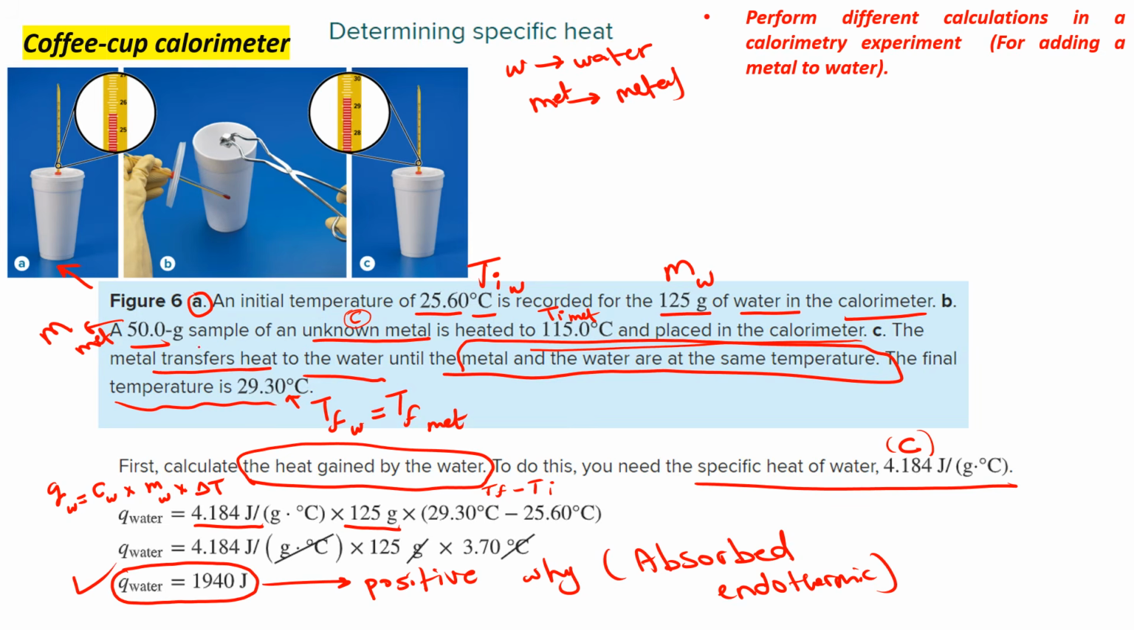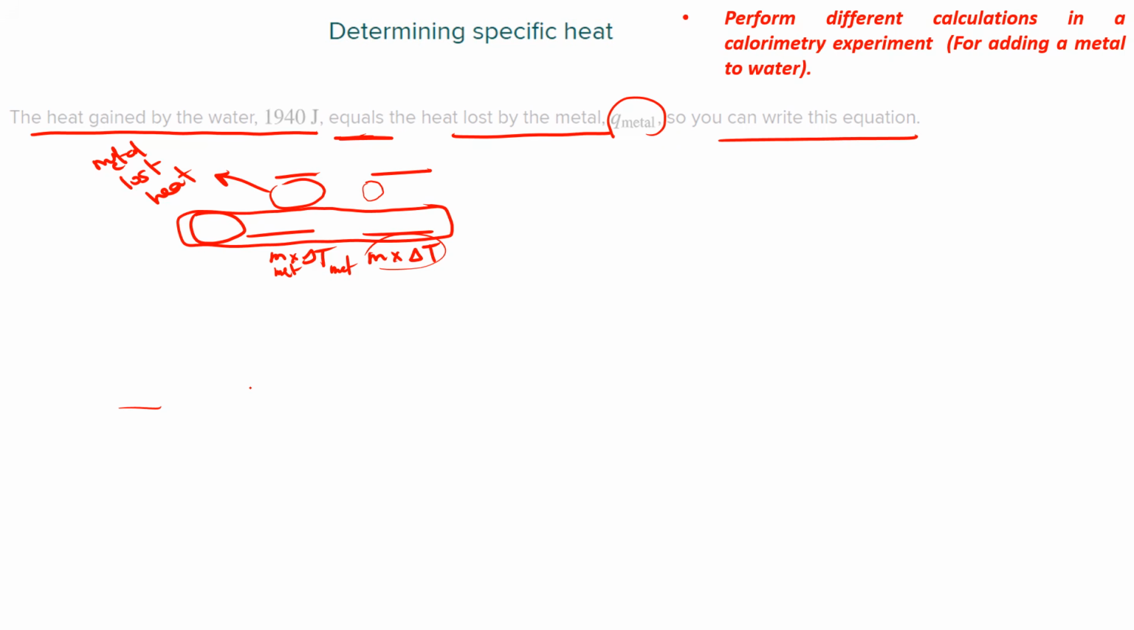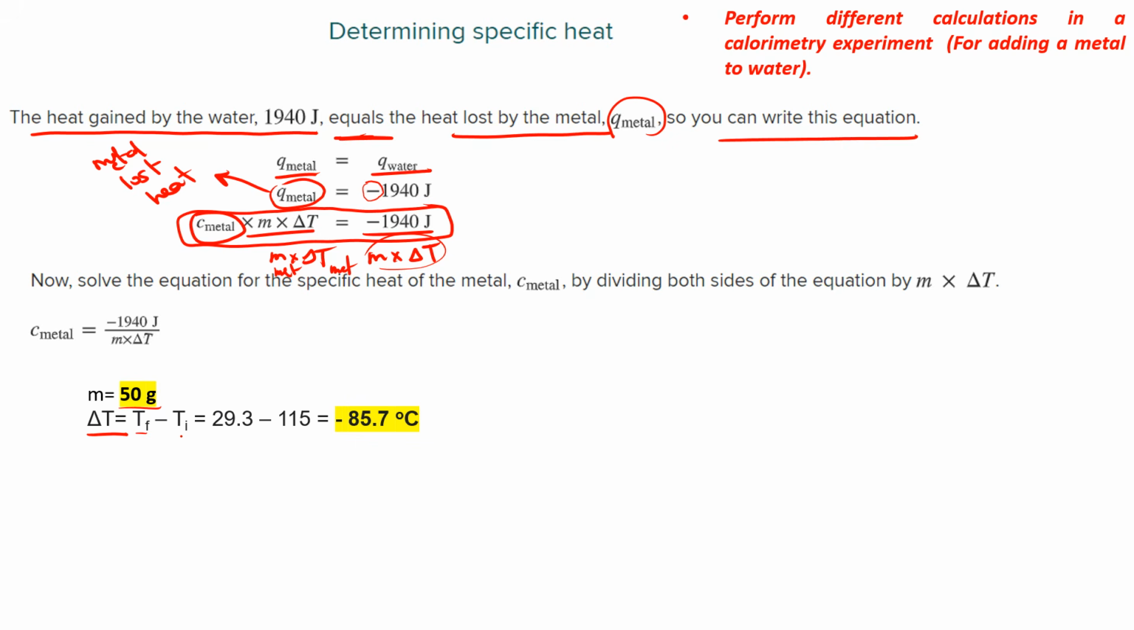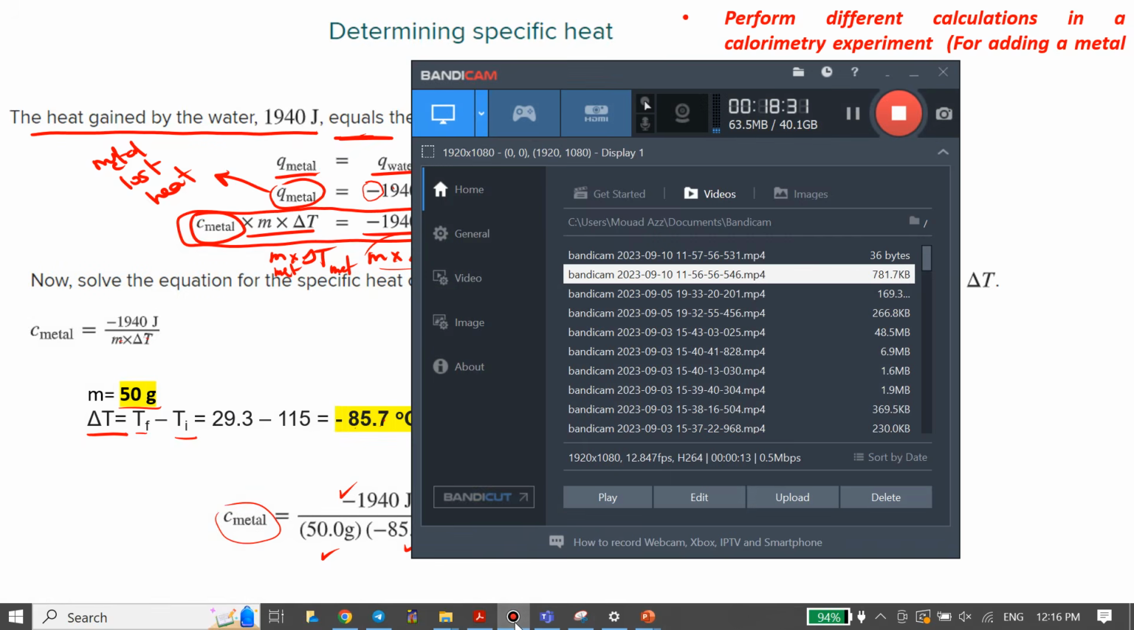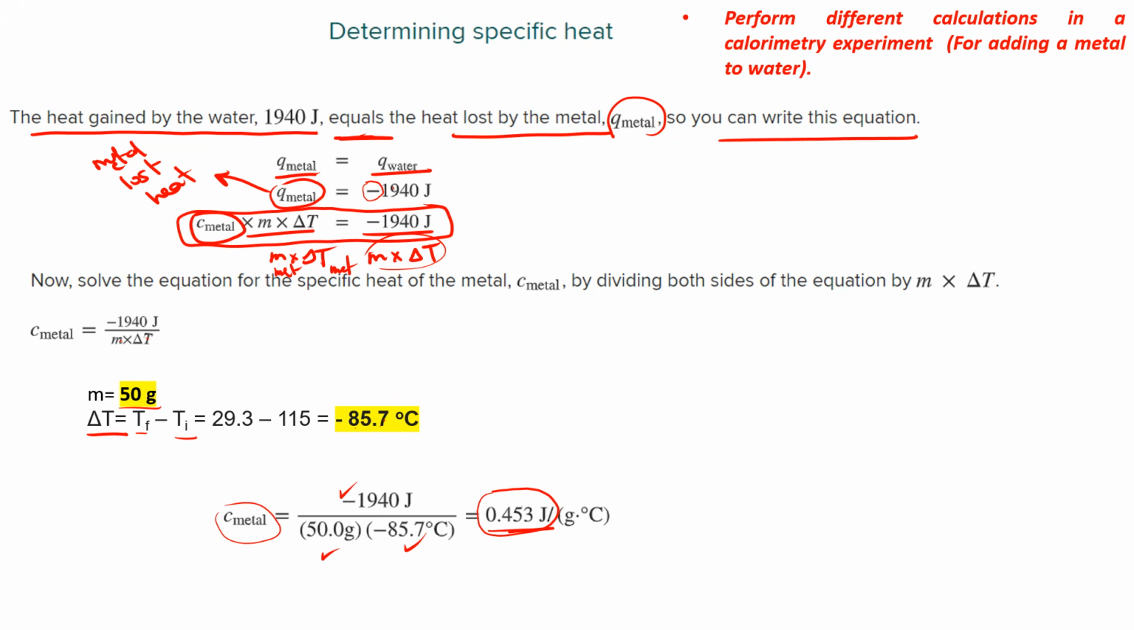So M of the metal is 50 grams. Where did we know that? They told you 50 grams of unknown metal. And delta T is T final minus T initial, which is minus 85.7. So we put the numbers, M and delta T, down here, and we have the Q up here. The result is 0.453. So that's the C of the metal. And we can go to the table from lesson 1 and find which metal or element that is. Sorry about that, just checking the audio. That's how we can calculate the specific heat of an unknown metal using the coffee cup calorimeter.